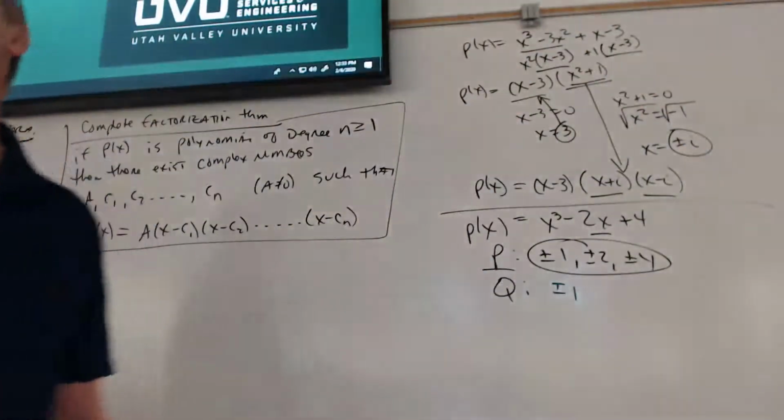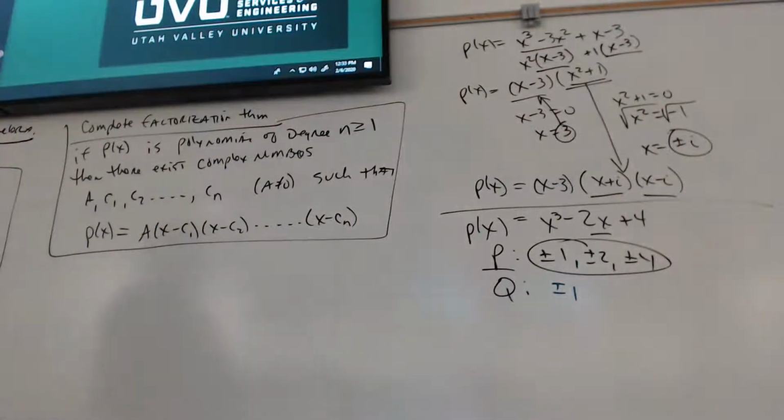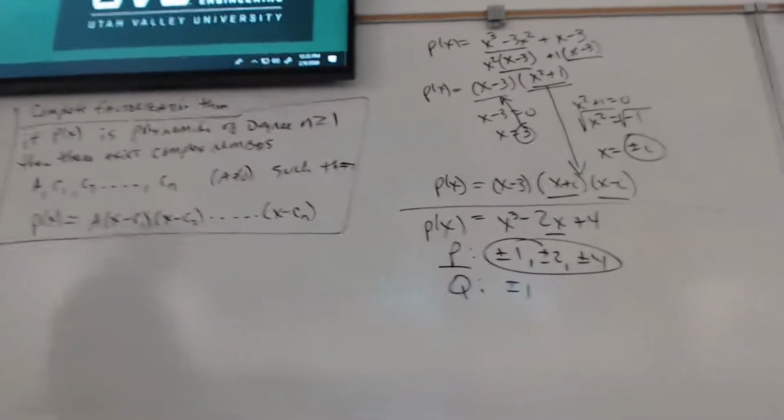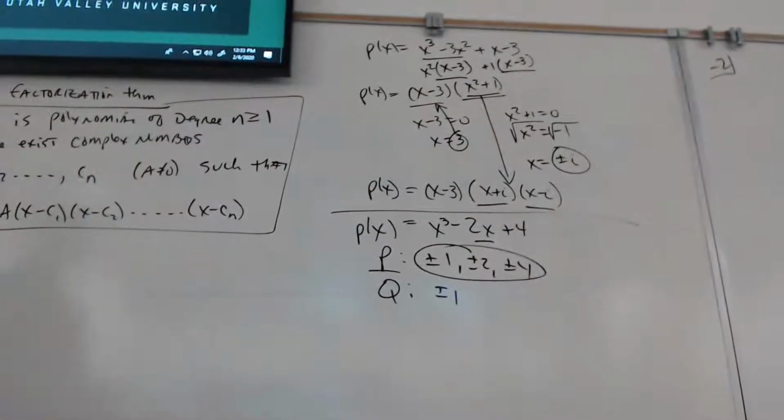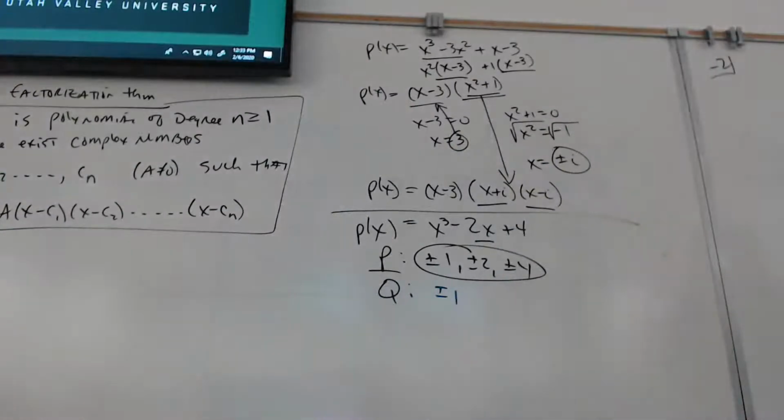Because I don't want to take too long on this problem, and I looked ahead. Okay? We're going to try negative 2. Because I just wanted to try it. I thought it would work. In real life, I usually start with the 1s, and then I go to 2s. I don't want to take too long.